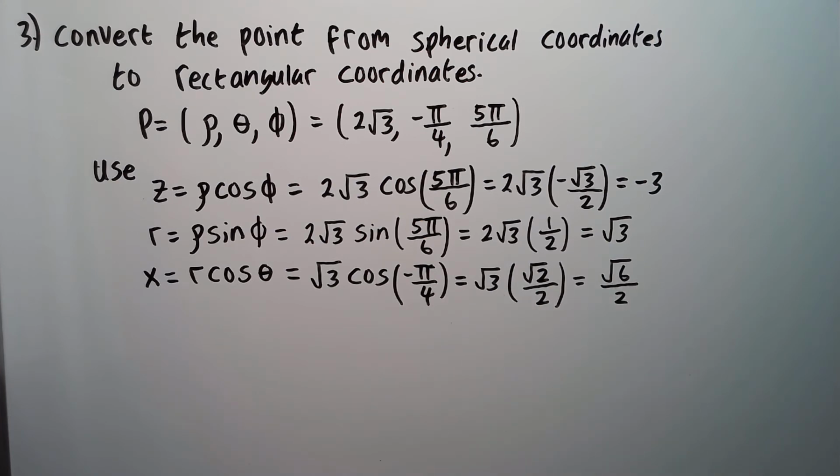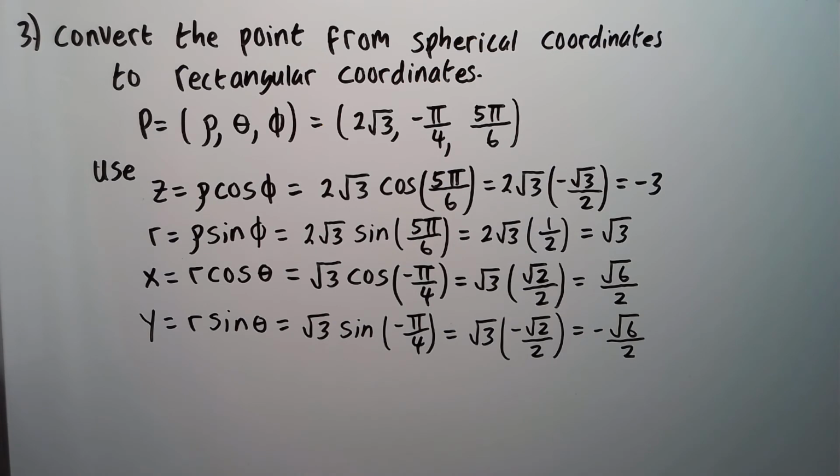Let's lastly find y. So y is equal to r sine theta. So r is square root of 3. Theta is negative pi over 4. So the sine of negative pi over 4, well, the sine is negative in the fourth quadrant. So it's going to be negative square root of 2 over 2. So then it becomes negative square root of 6 over 2.